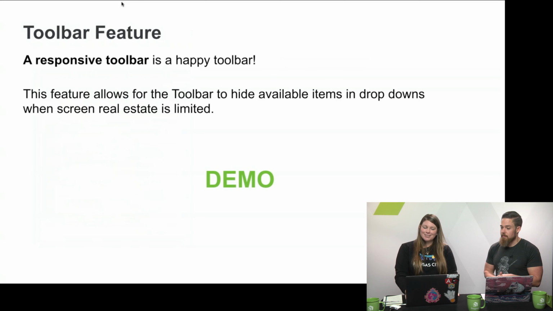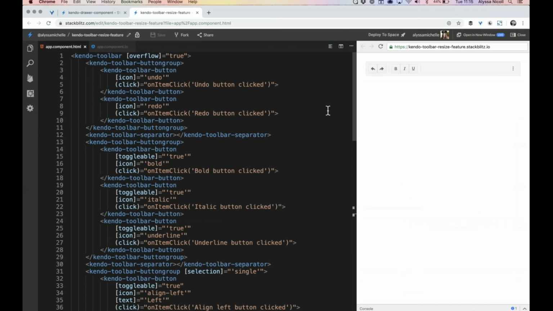The next one is a toolbar feature, and it is basically adding responsiveness to our existing toolbar. So it allows you to hide available items into a drop-down as your toolbar needs to shrink in size. And so I'm going to go over to the browser and show that off real quick. So here we have, over on the left, in the Stacklets, and all of this, of course, is available in the docs, so please check those out.